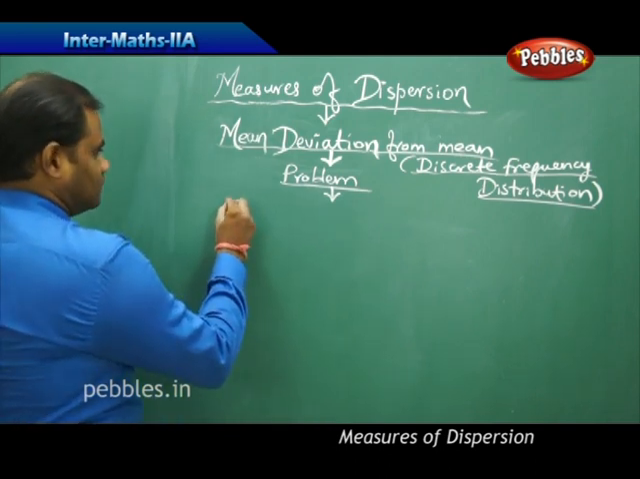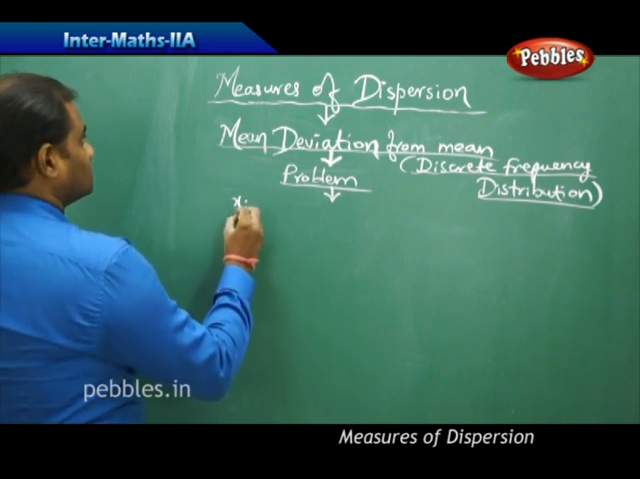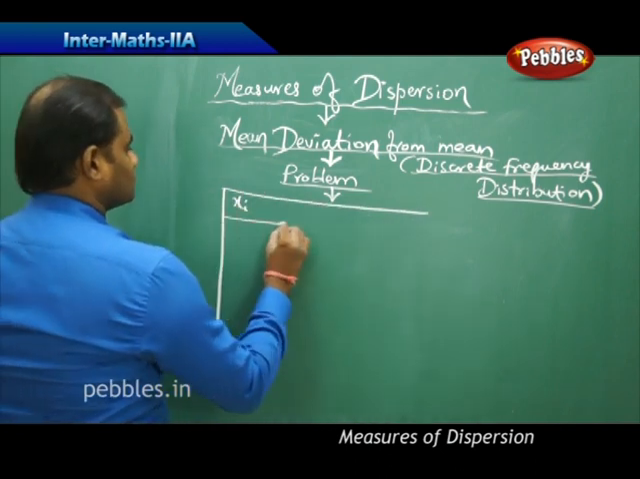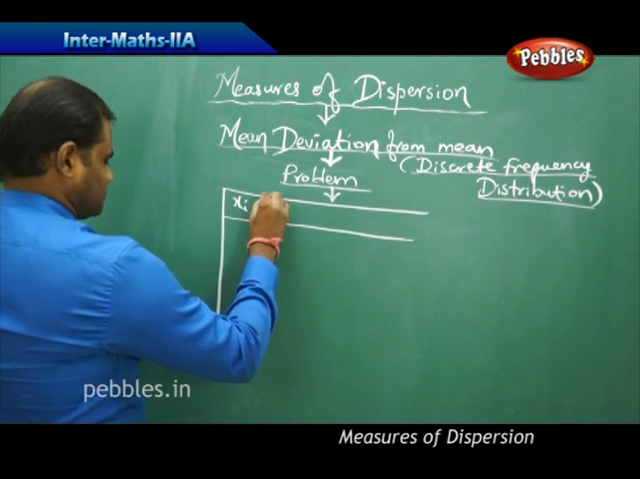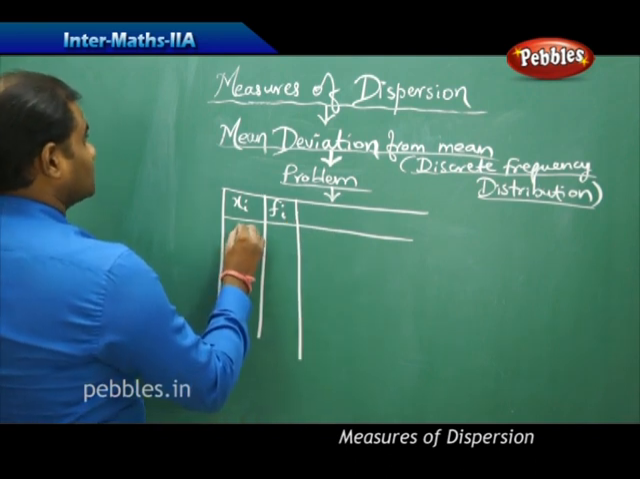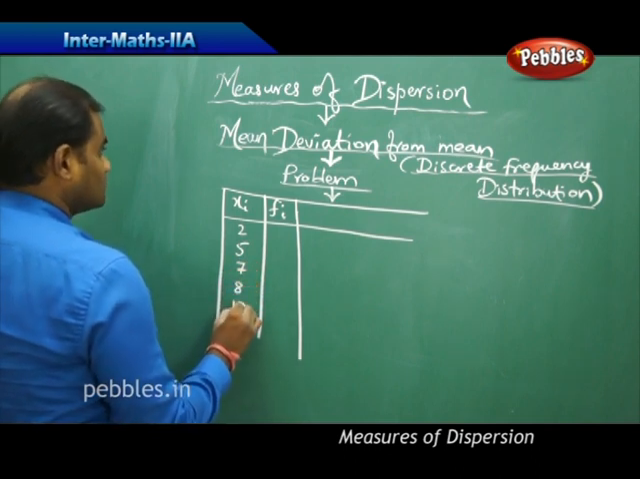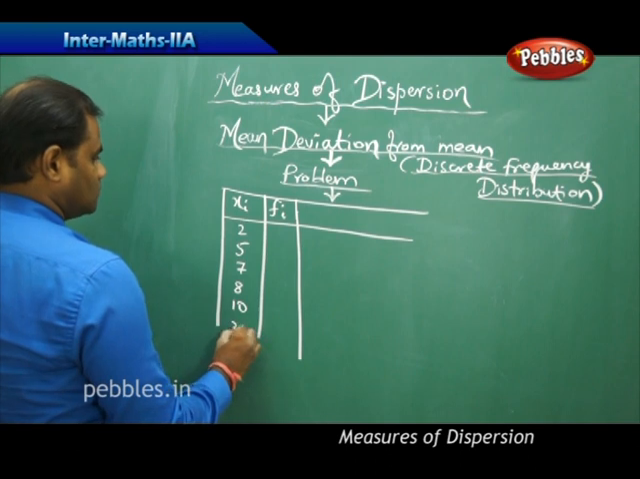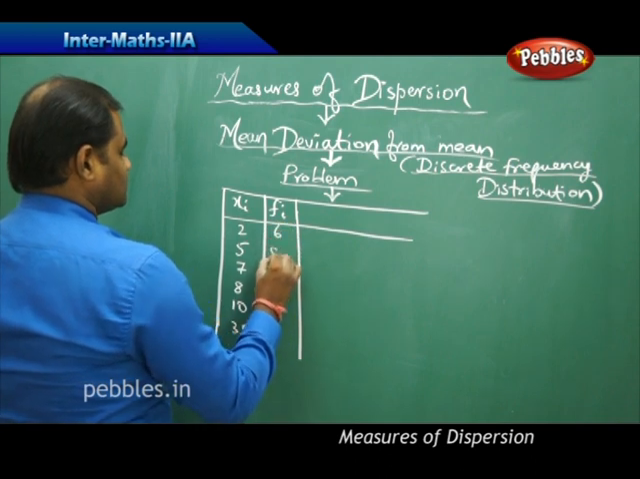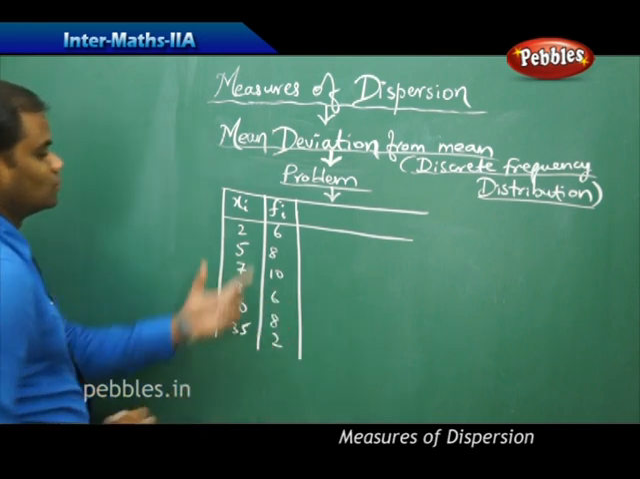So for example, I have a discrete frequency distribution table with xi and frequency fi, given by xi: 2, 5, 7, 8, 10, 35, and my frequencies which are 6, 8, 10, 6, 8, 2 is what we get.